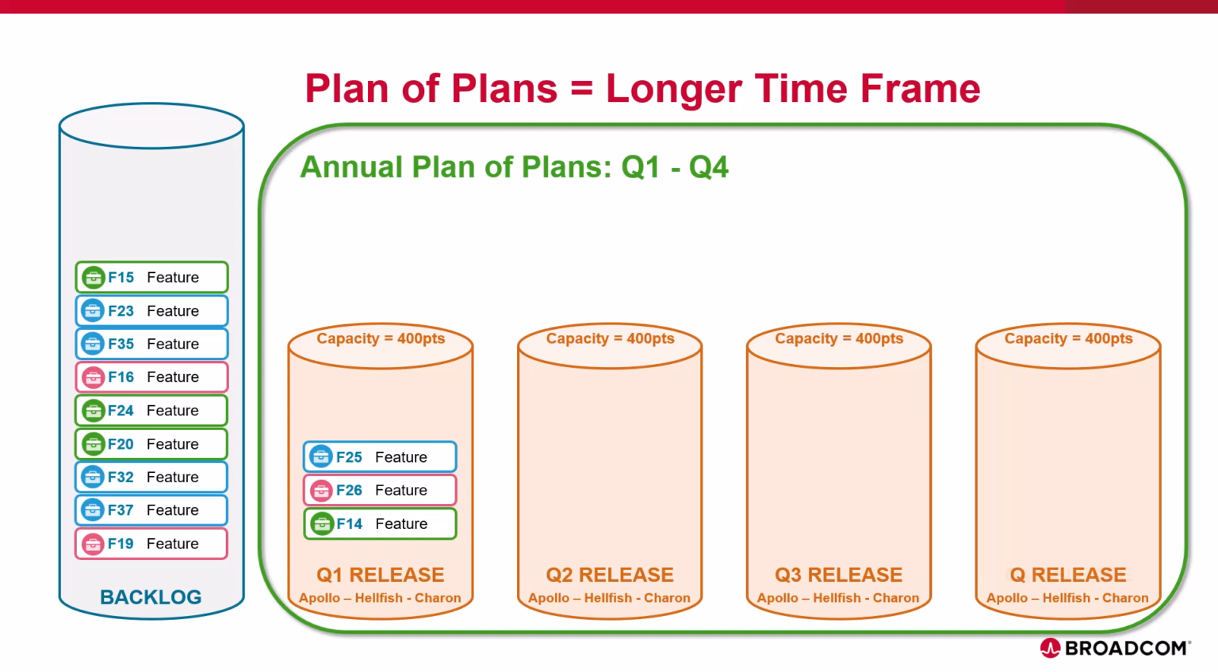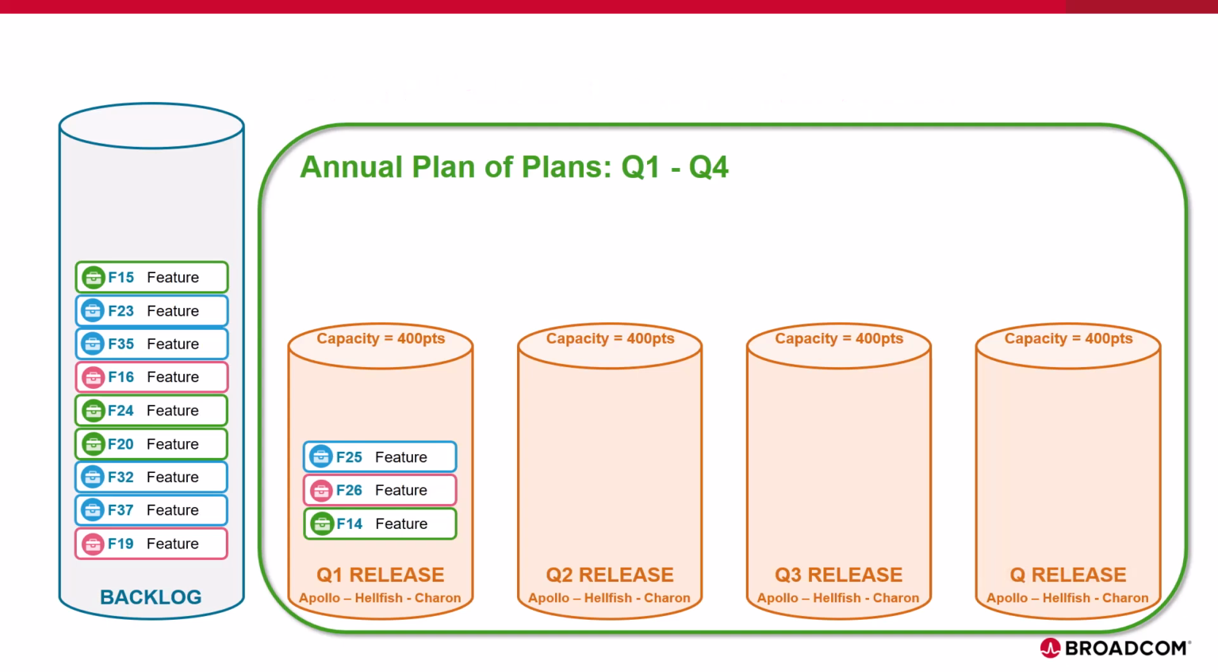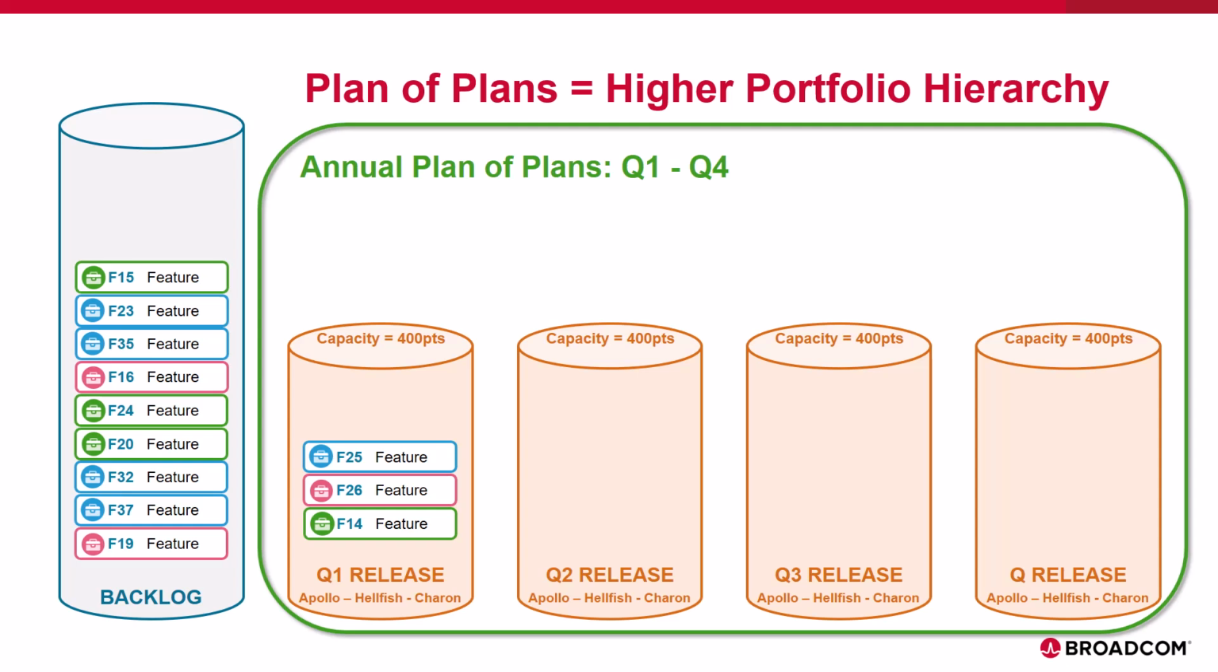Because a plan of plans is a long-term strategic plan, it includes portfolio items that are at a higher level in your hierarchy than your single release plans. Your single release plans are typically at the lowest level in your portfolio hierarchy, and at Rally we call that level features. A plan of plans includes portfolio items that are one level higher than the single release plans, and we call that level initiatives.